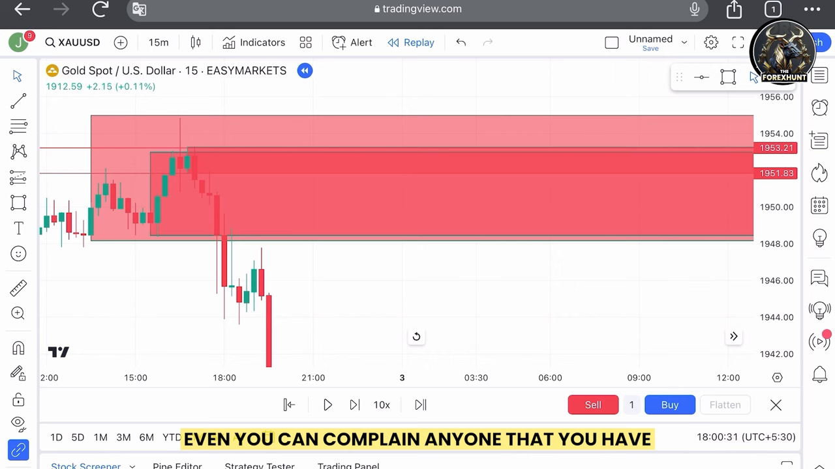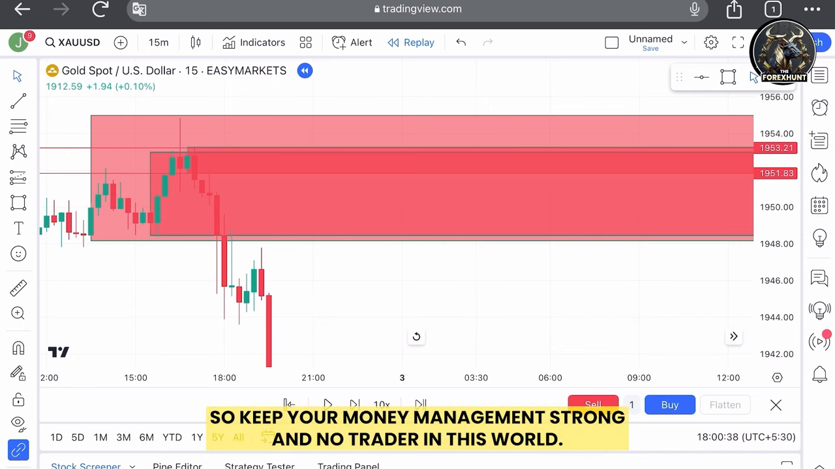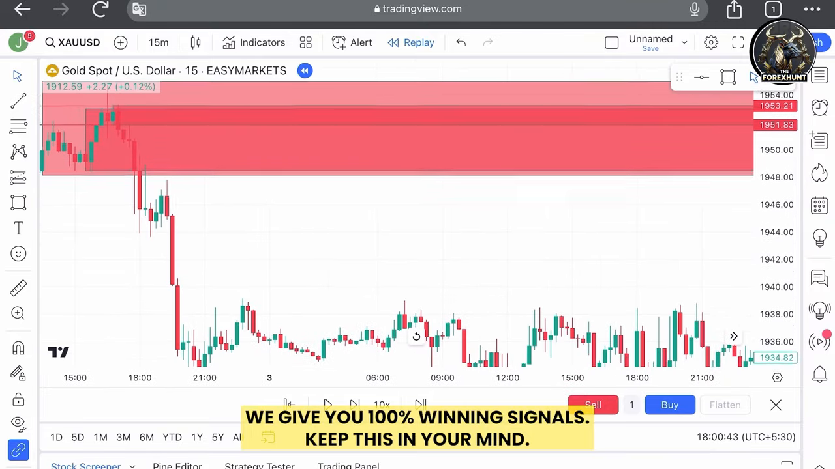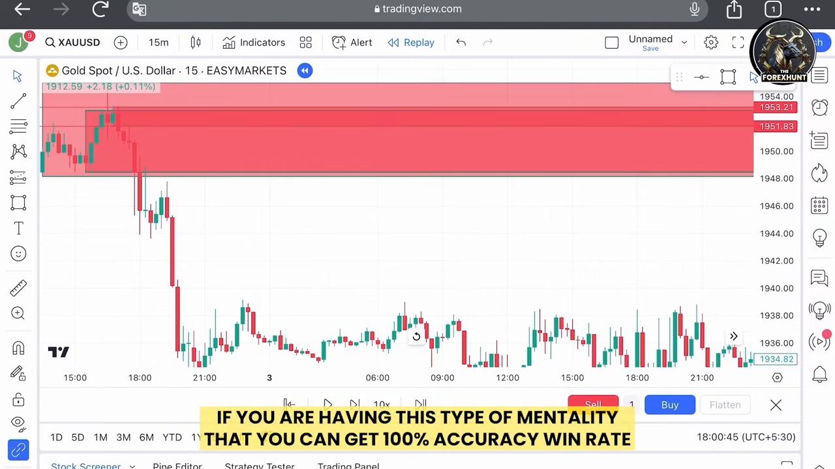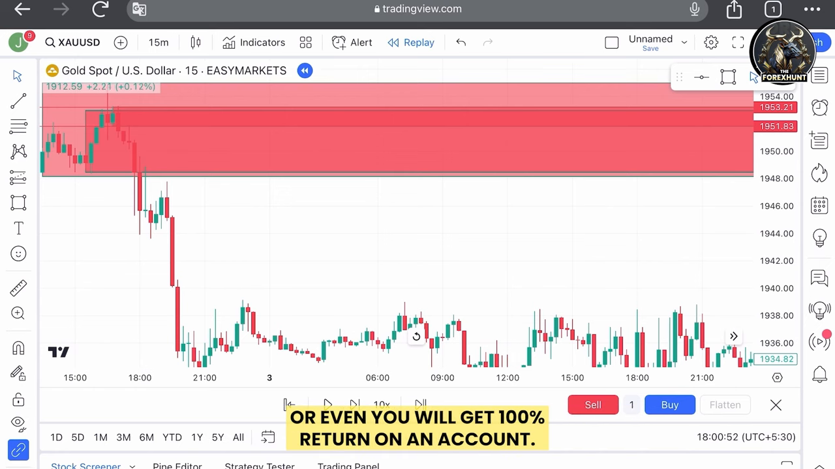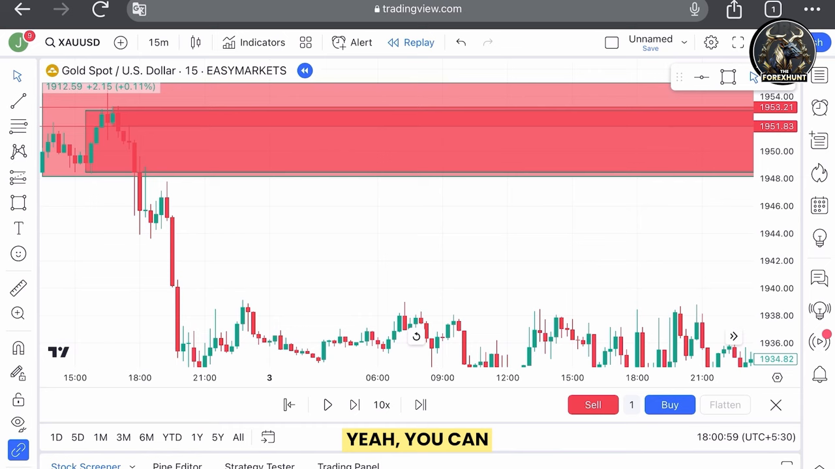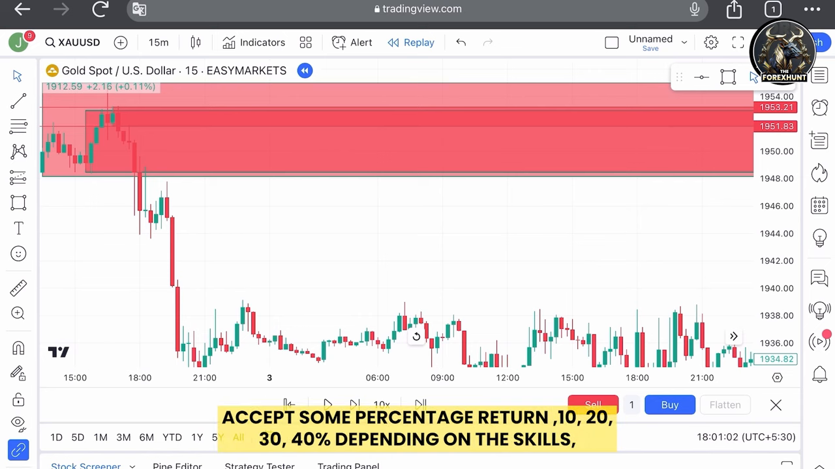Even then you can't complain to anyone about a mistake you made. So keep your money management strong, and no trader in this world will give you 100% winning signals. Keep this in your mind. If you have the mentality that you can get a 100% accuracy win rate, or even a 100% return on an account, this is not possible. If you have this kind of mindset, please stay away from the market. You can accept some percentage return, 10, 20, 30, 40%, depending on your skills.